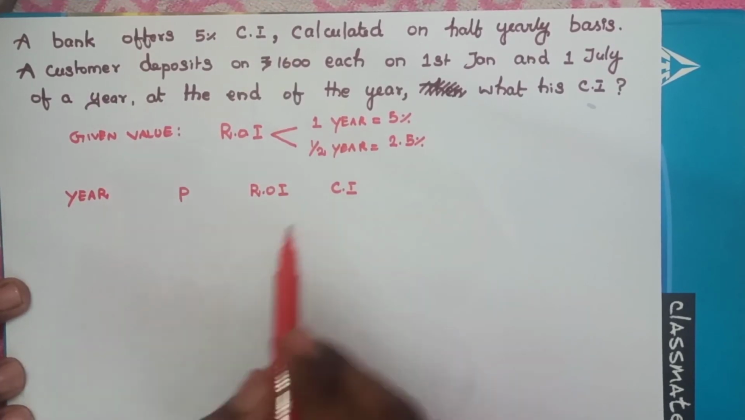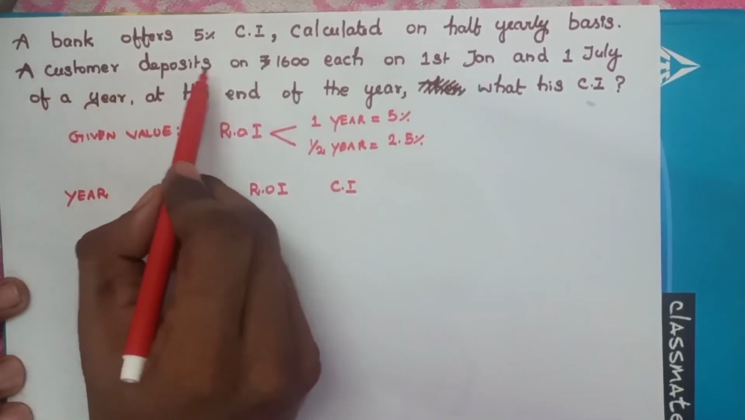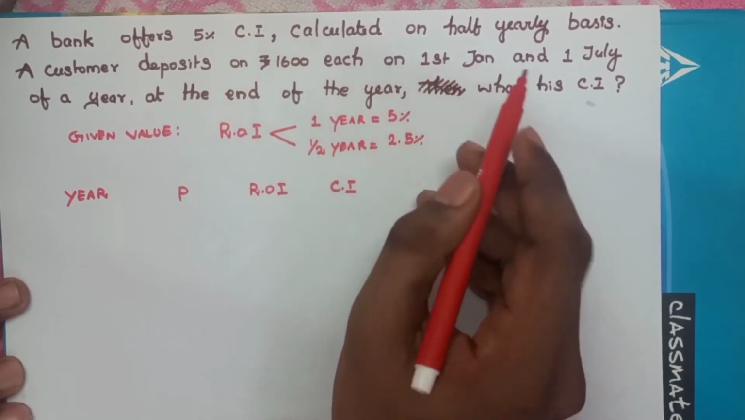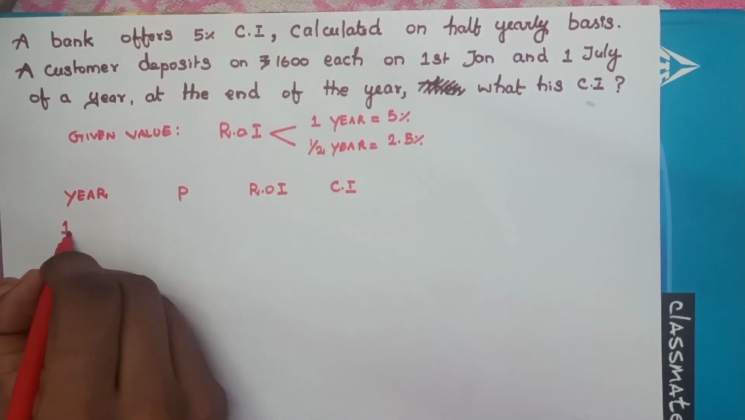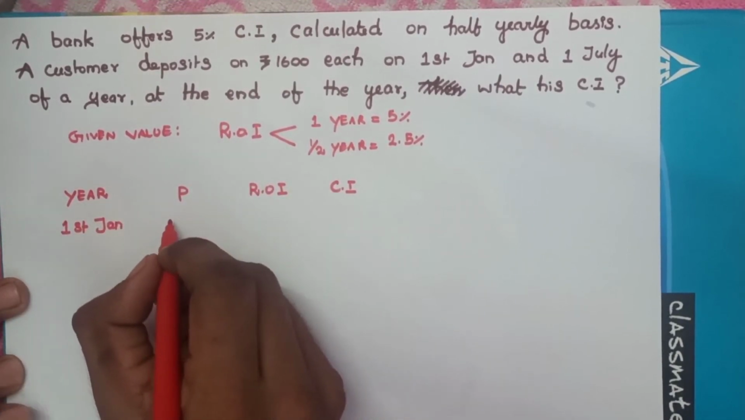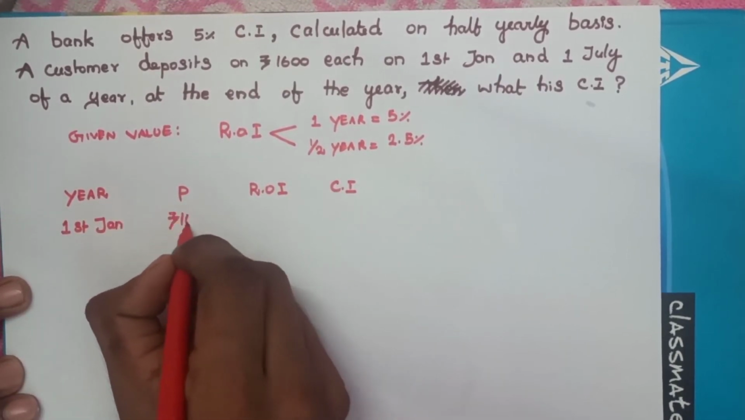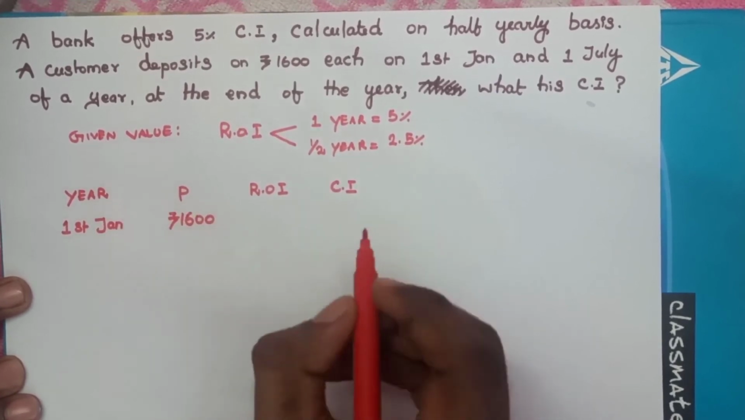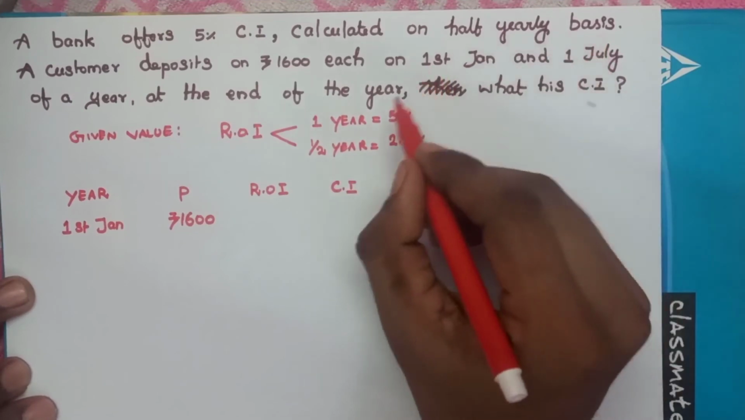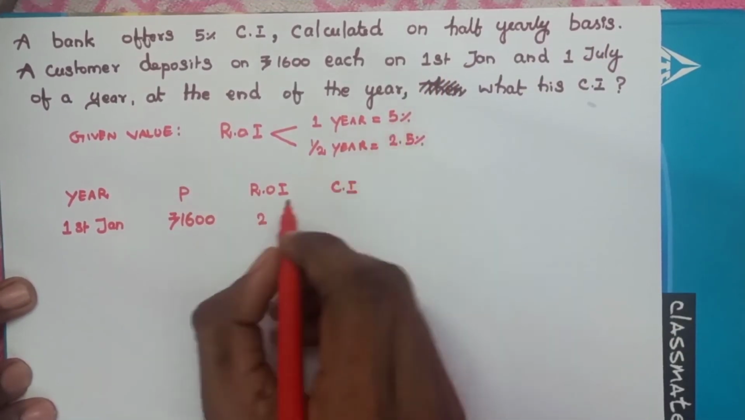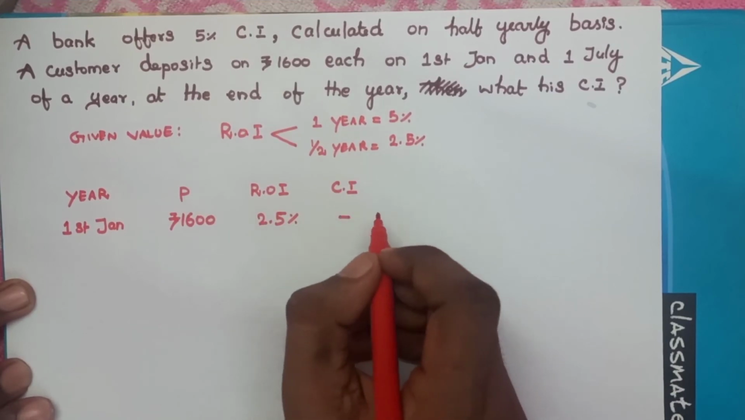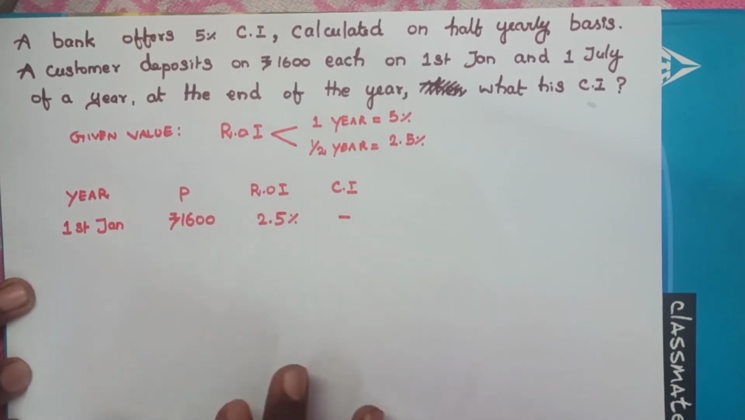And at the very first day, that is 1st Jan, a customer deposits rupees 1,600 on 1st Jan. First, we will write down 1st Jan. How many amount? 1,600, right? And here rate of interest calculated half yearly basis, then it's 2.5%, not 5%. At the very first day, you wouldn't get any interest amount.